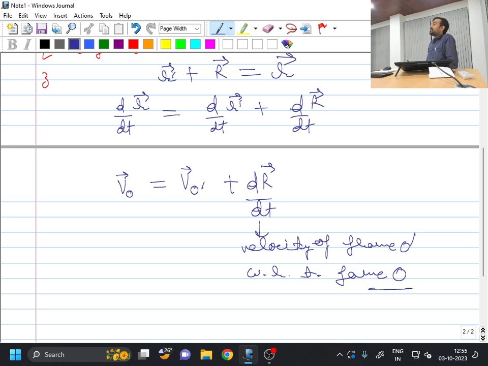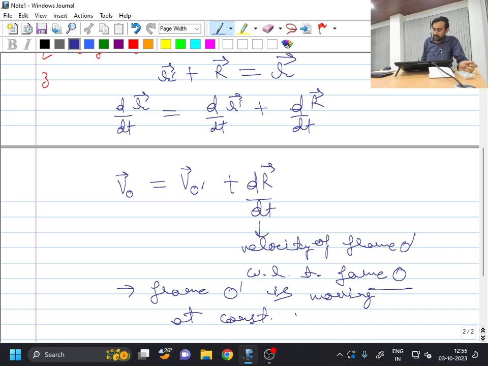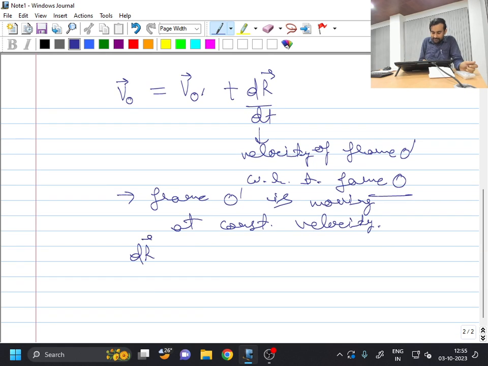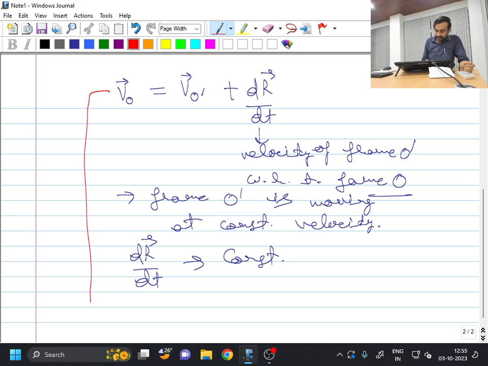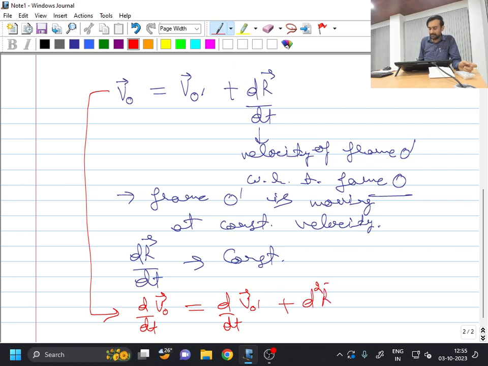Now because I am talking about the inertial frame, if I consider that my frame O dash is moving at constant velocity, then dR vector by dt is a constant term. If this is a constant term and I take the second time derivative of this equation, it becomes d by dt of v vector O equals d by dt of v vector O dash plus d square R vector by dt square.